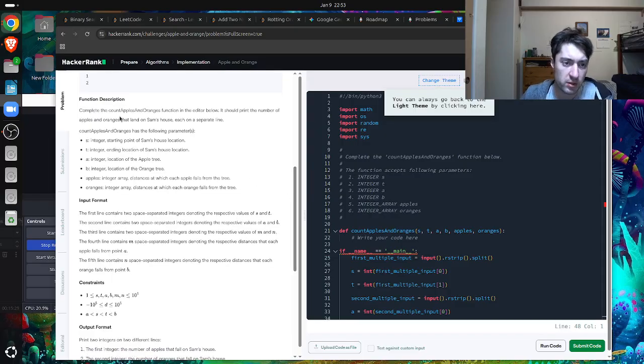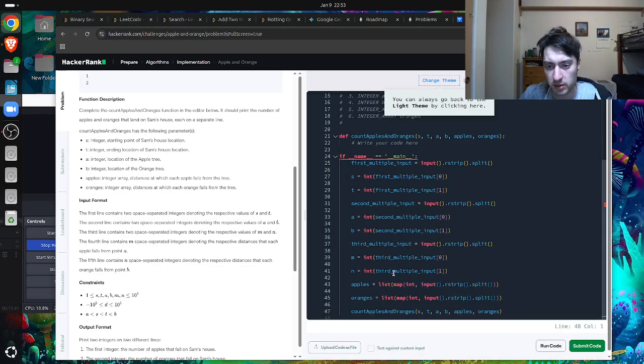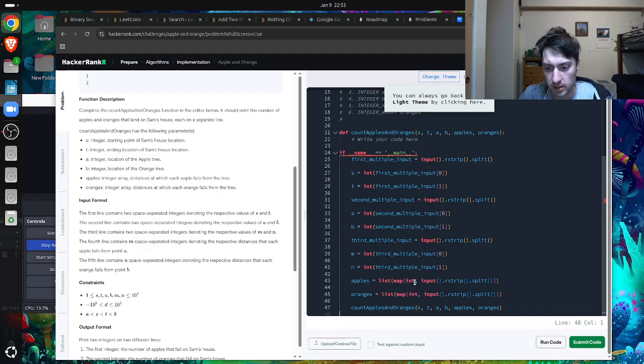Complete the function below. It should print the number of apples and oranges that land on Sam's house, each on a separate line. But it's going to be doing that, okay, maybe we do have to do it in our function, not here. Whatever.